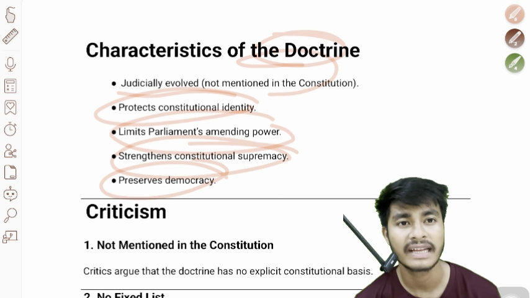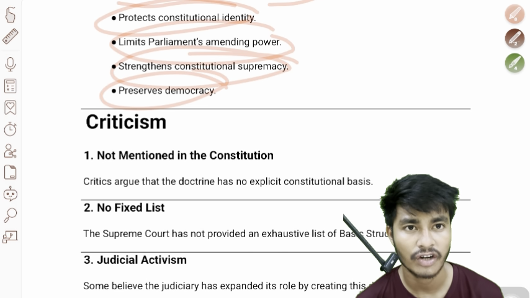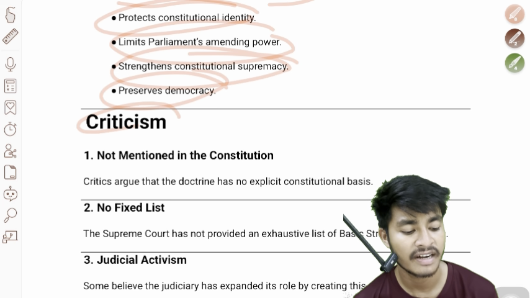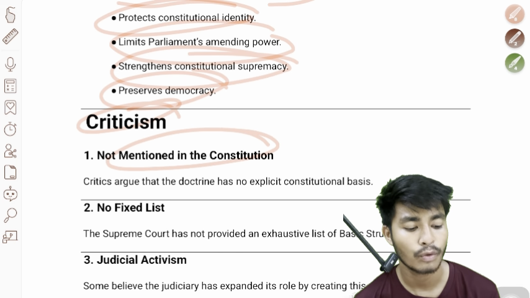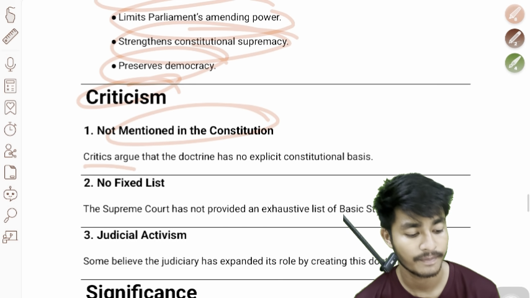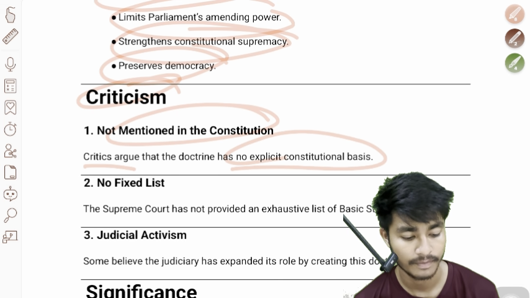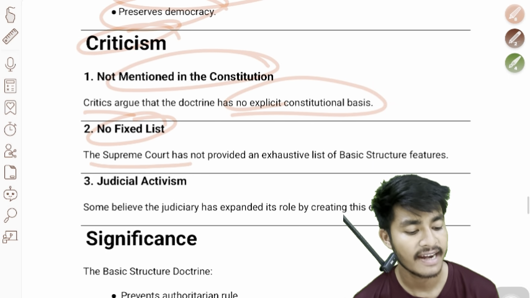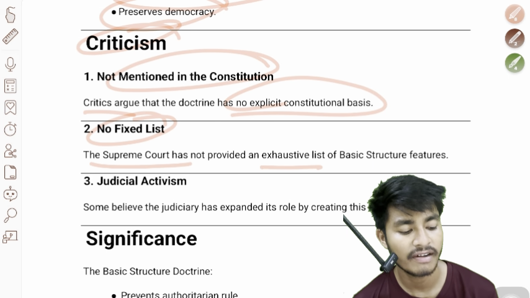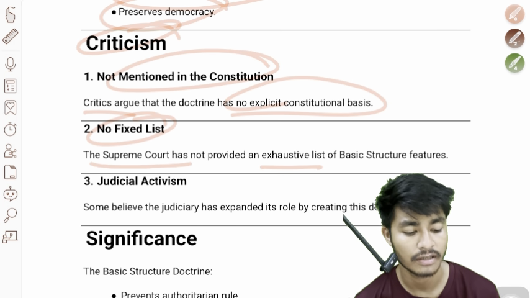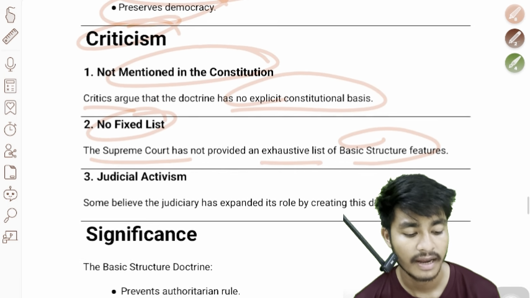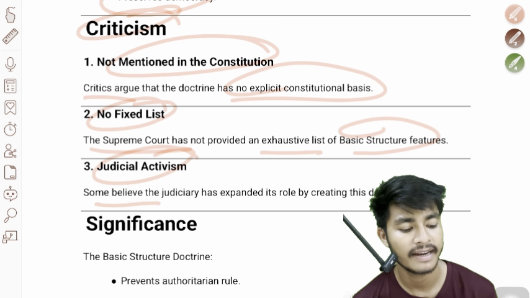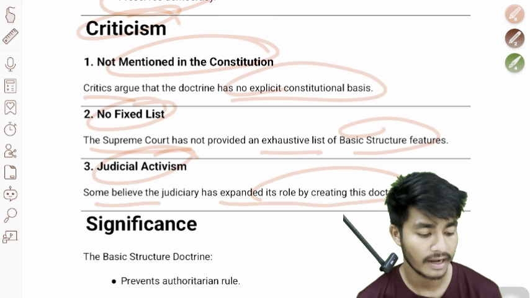And we'll move to the criticism of the basic structure doctrine of the Indian Constitution. So first one is not mentioned in the Constitution. Critics argue that the doctrine has no explicit constitutional basis. Second, no fixed list. The Supreme Court has not provided an exhaustive list of basic structure features. And third one is judicial activism. Some believe the judiciary has expanded its role by creating the doctrine.